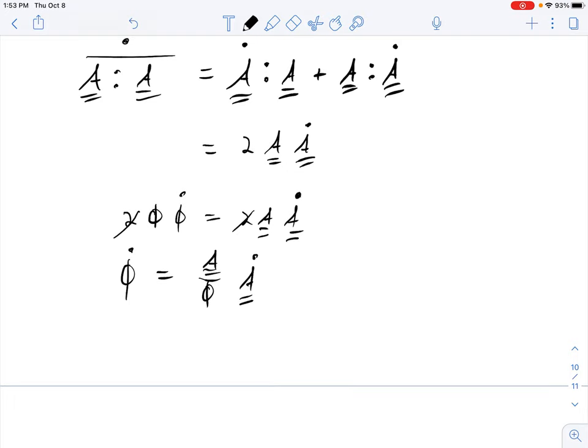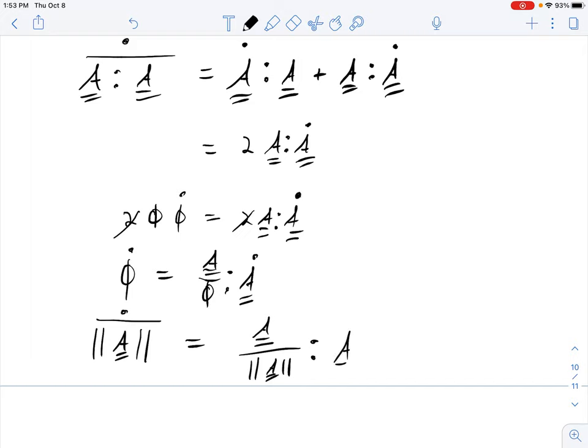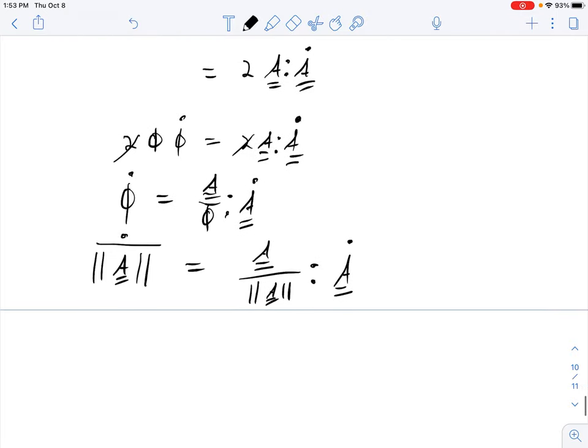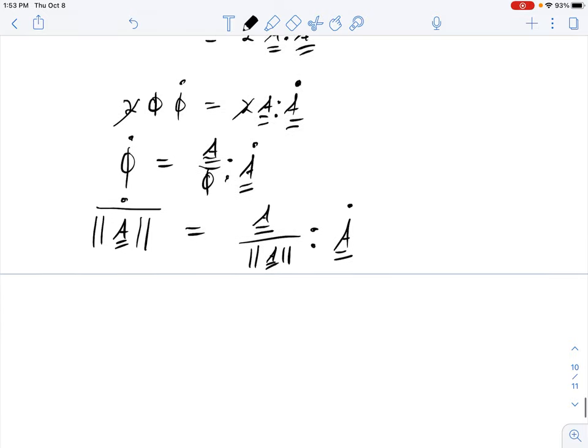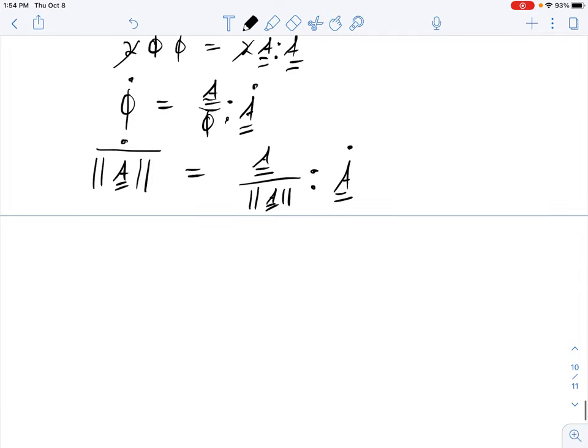And of course, phi is just the magnitude of A, so let's write the whole thing out. The time derivative of the magnitude of A is equal to A, and this should be an inner product here. So it's A over its own magnitude, inner producted with the time derivative of A. So that's how the time derivative of the magnitude of A varies in terms of A, A's time derivative, and A's magnitude.